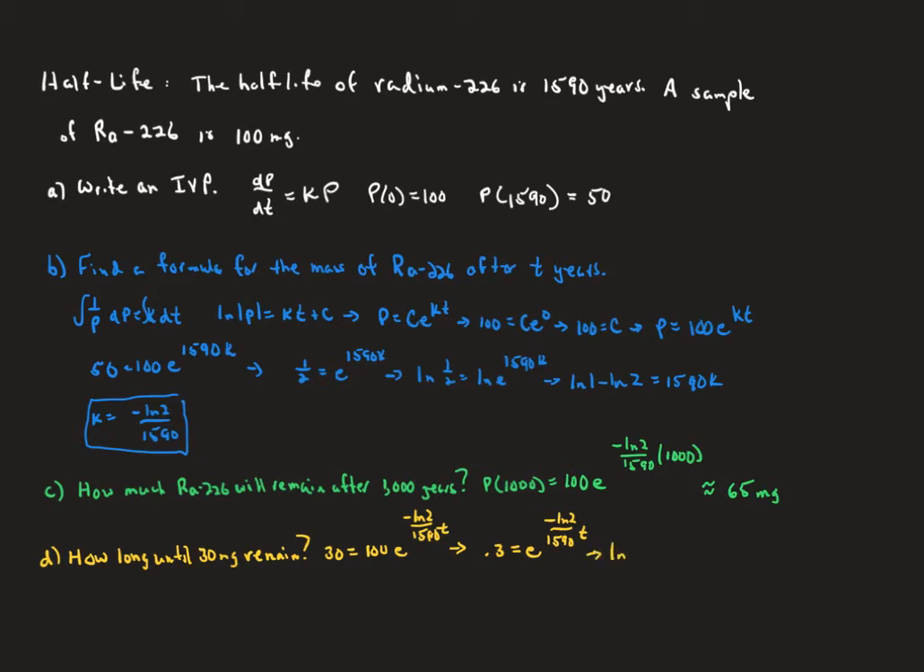We'll take the natural log of both sides again. So there's our natural log of 0.3, and on the other side, when we take the natural log, the exponential will cancel, and we're going to get negative natural log 2 over 1590 times t is the natural log of 0.3, and then we'll divide by that negative natural log 2 over 1590. If you put that left side into your calculator, you're going to get approximately 2,762 years.